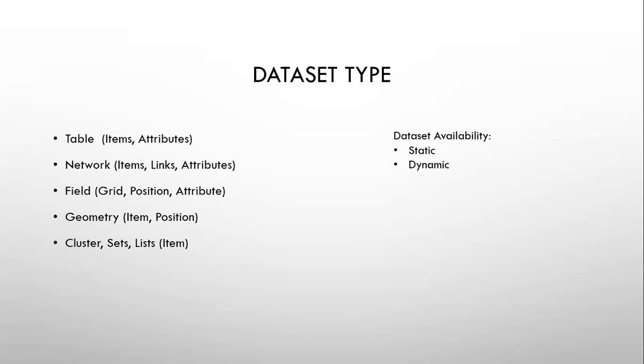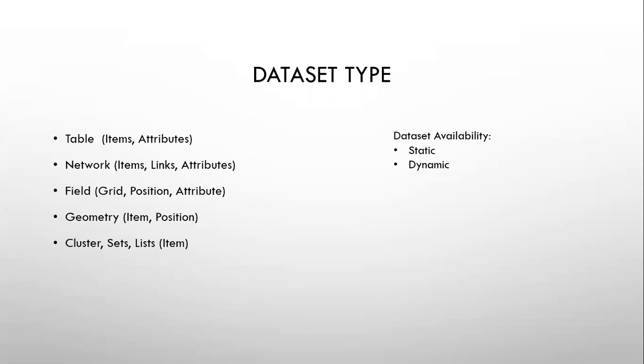Field dataset type also contains attribute values associated with the cells. Each cell in a field contains measurements or calculations from a continuous domain. So fields include grids, positions, and attributes. Geometry datasets specify information about the shape of items with spatial positions, and include items and positions. Also, there are some other datasets like sets and lists, and actually, they are more like a collection of items.